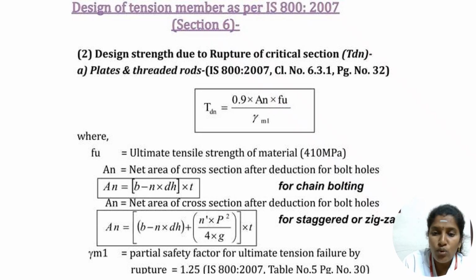If the bolts are arranged in a staggered manner, that is zigzag positions, then we have to calculate this type of value. If they are in a chain bolting, like straight line bolting, we can use this formula, that is (b minus n dh) into thickness. If they are arranged in staggered positions, we can get this value to calculate the design strength due to rupture, right?